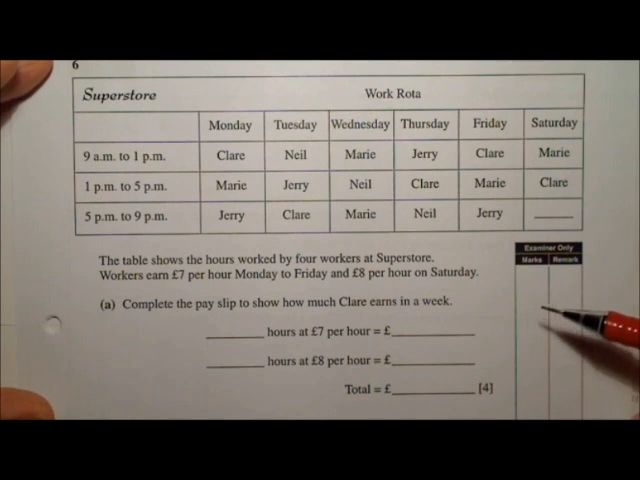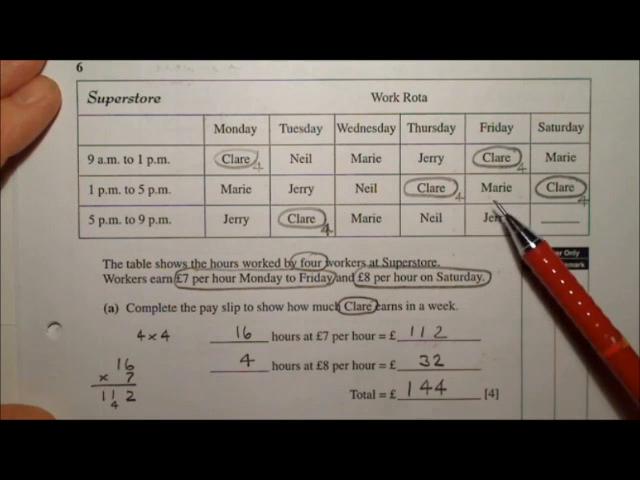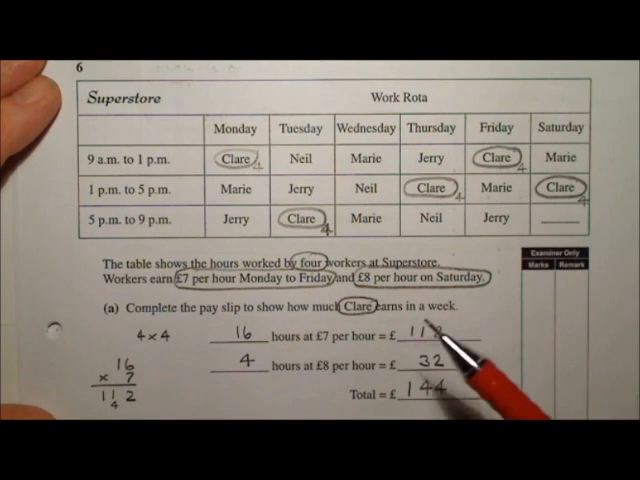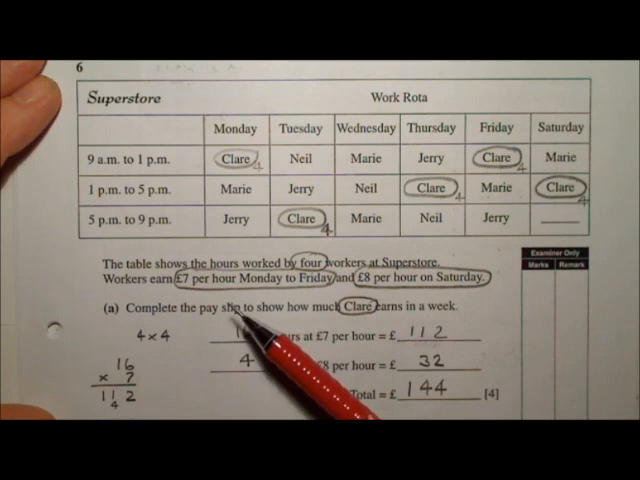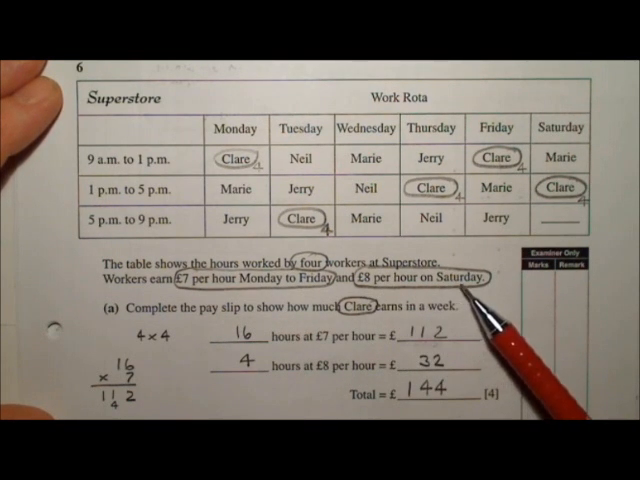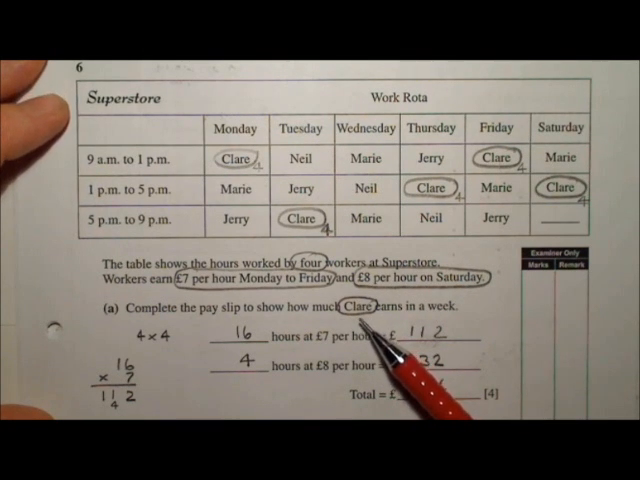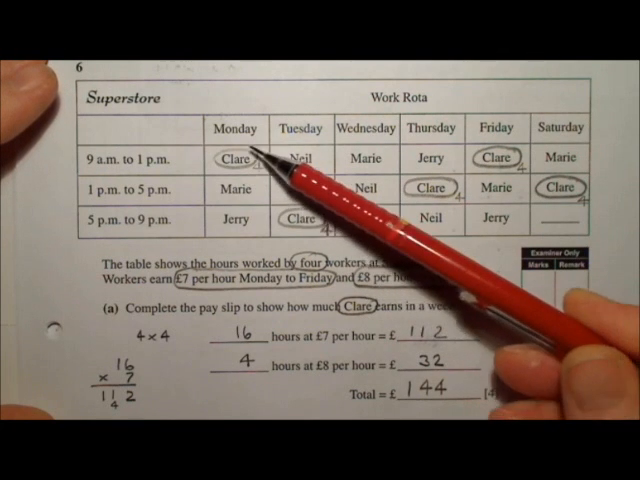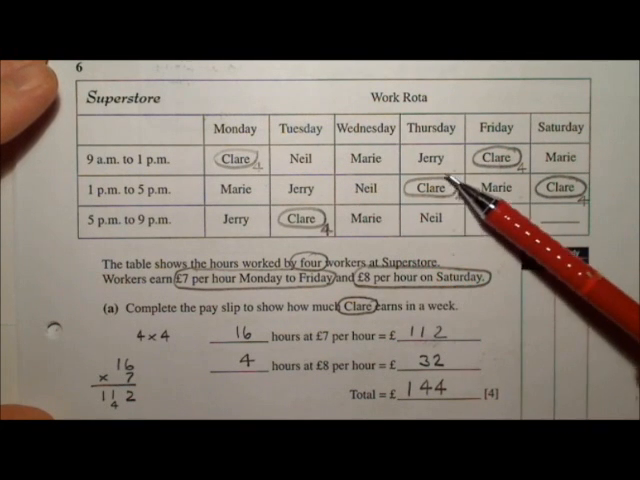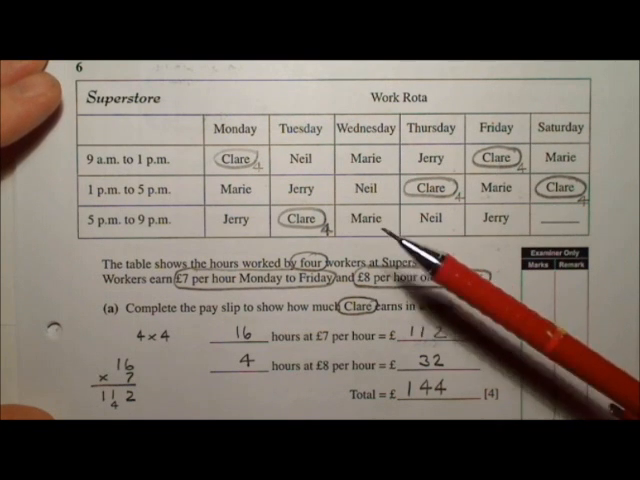Okay, so have a look at question 6a. We'll go through it in a few seconds. Okay, so 6a, we've got a table of information about 4 workers at a store. They earn £7 per hour from Monday to Friday, £8 per hour on a Saturday, and we're interested in what Claire is earning. So the easiest thing to do here, I think, is to circle all the times Claire's name appears, and then we're going to look and see how many hours she's worked.